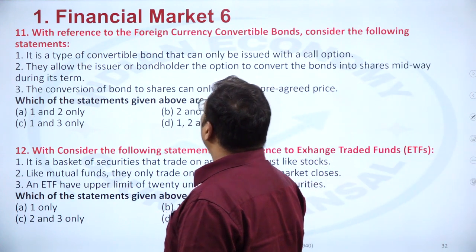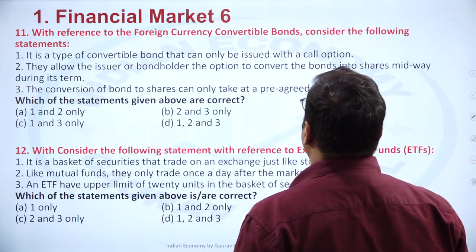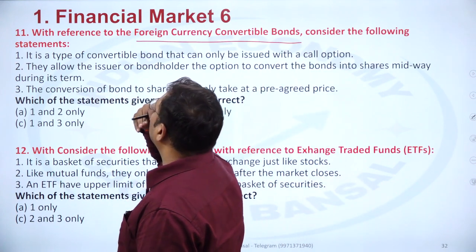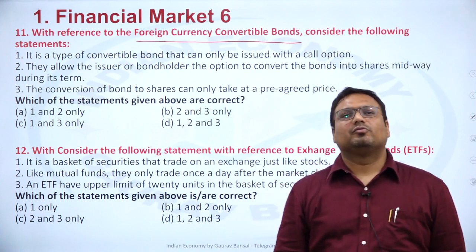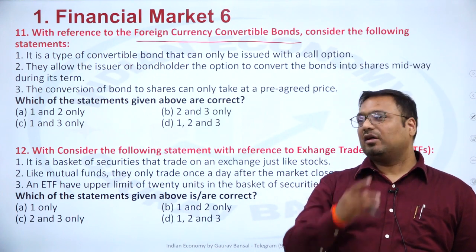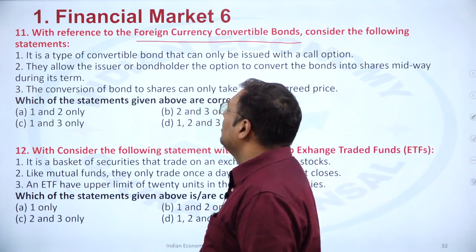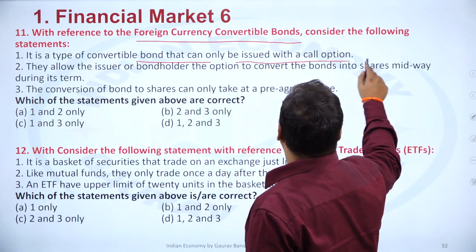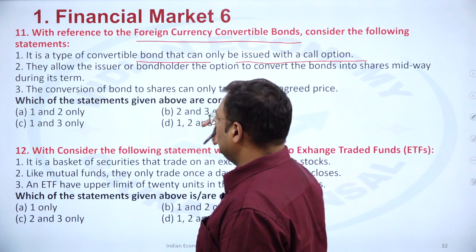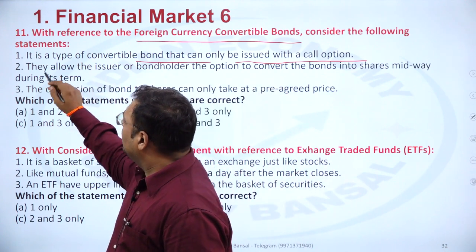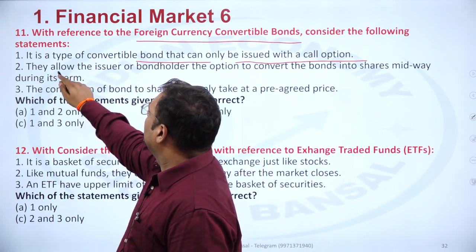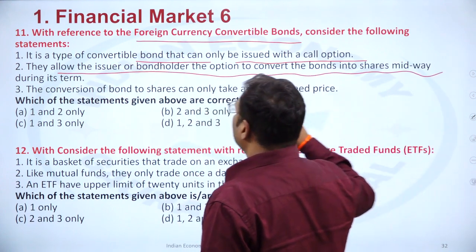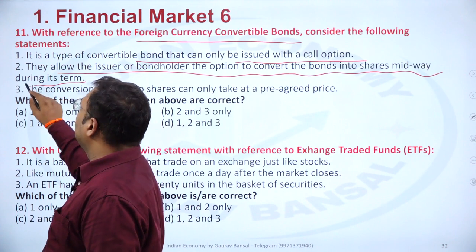With reference to the foreign currency convertible bond, consider the following statements. We have already discussed convertible bonds, but those bonds were equity convertible. Here, these are foreign currency convertible bonds. So it is a type of convertible bond that can only be issued with a call option. I will explain. Let us look at this statement further. They allow the issuer or bondholder the option to convert the bonds into shares midway during the term.